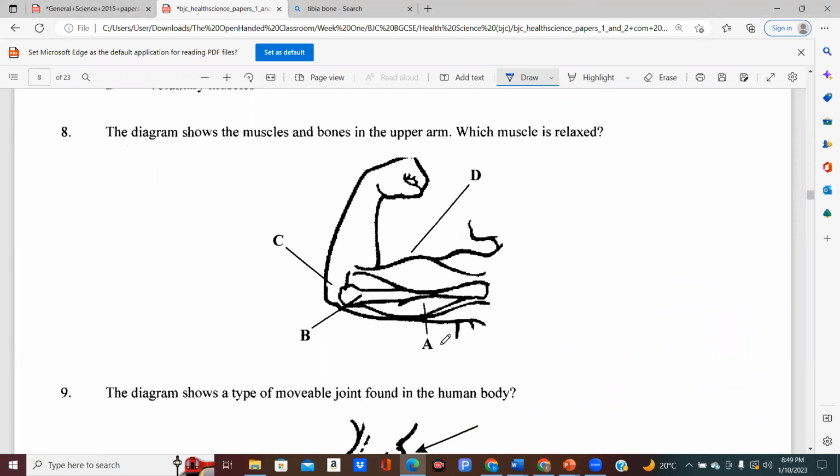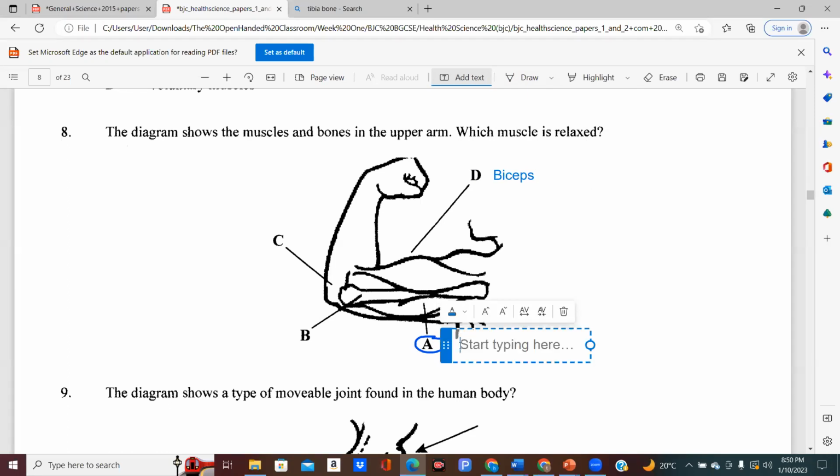A is relaxed, okay? And when we say relaxed, we mean that it's not contracted, okay? What is D by the way? D is the biceps. And the biceps here are contracted, okay? They are big, they're enlarged, all right? A is not contracted. A is a tricep, and it is relaxed. No tension is there, no elongation is there. It's just in a relaxed state.